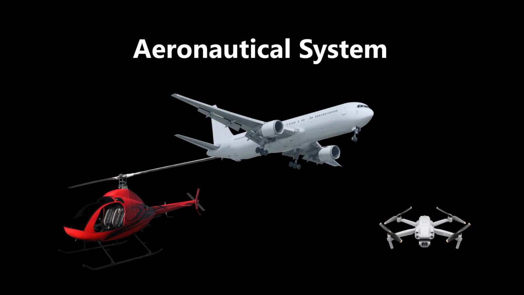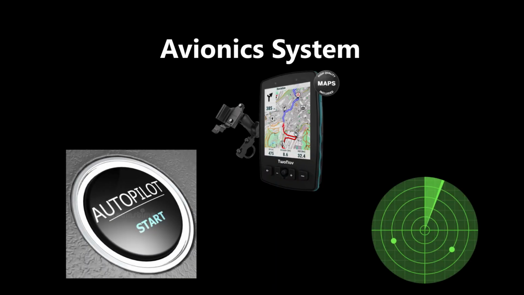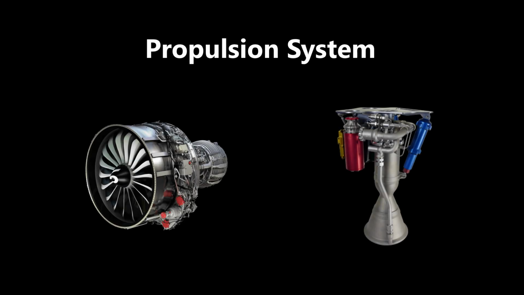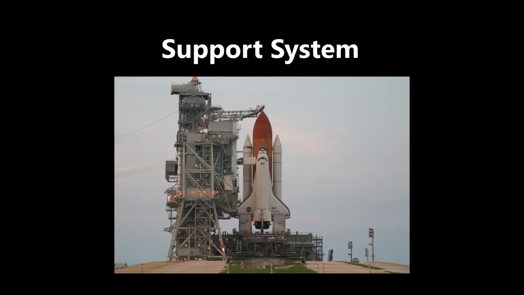Aeronautical systems include all types of aircraft that operate within the Earth's atmosphere. Avionic systems are electronic systems used in aircraft to perform various functions such as navigation, communication, and control. Propulsion systems are used to generate thrust or propulsion to enable an aerospace system to move through the air or space. Control systems are used to control the movement and orientation of an aerospace system. And lastly, support systems include all the ground-based facilities and equipment required to operate and maintain aerospace systems.